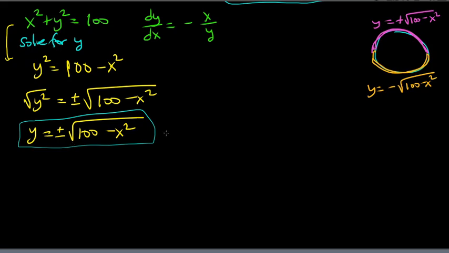And of course, it's not a function, because it fails the vertical line test. You have a vertical line crossing the graph more than once. Yep, that's not a function. Okay.